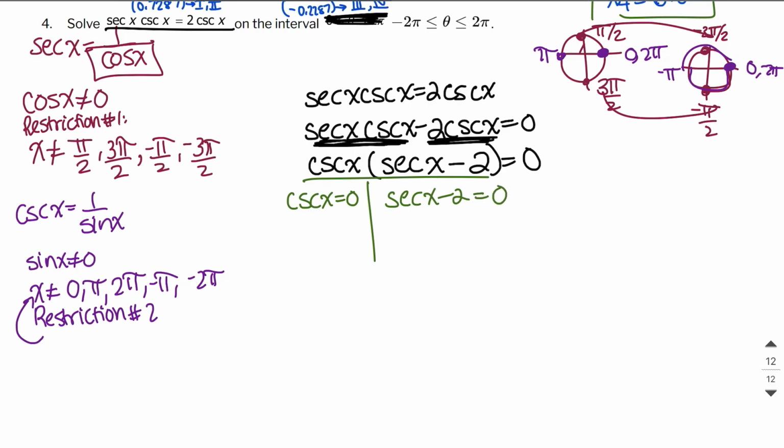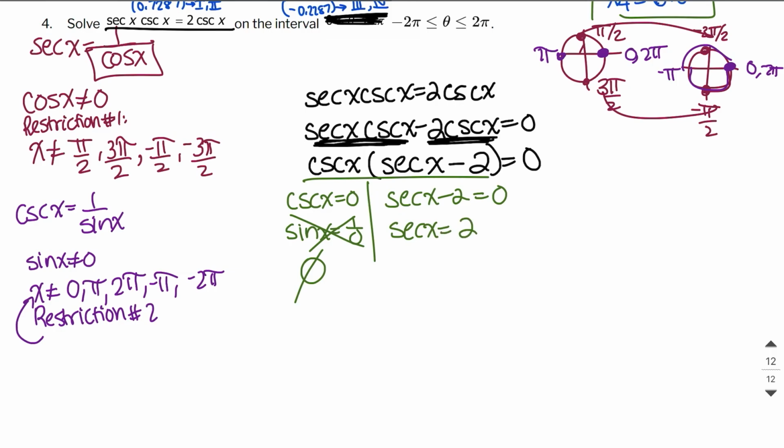Well, cosecant of x can never be 0, because what this means is that if cosecant of x is 0, that means that sine of x is the reciprocal of 0, or 1 over 0, which is impossible. So this will give us no solution here. This is just not possible here. On the other side, I would move the 2 over and I get secant of x equals 2.